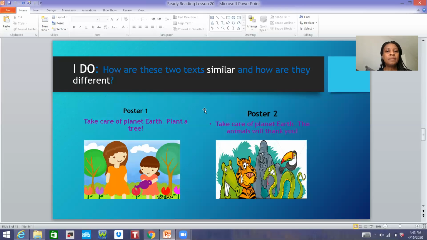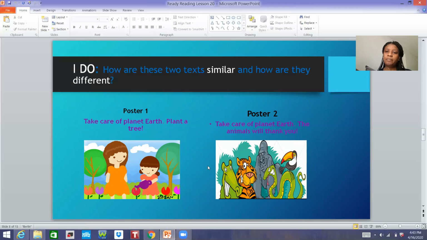Okay, I'm going to show you how to compare and contrast two texts. I have two posters here with text. How are these two texts similar, which means the same, and how are these two texts different? Let's look at poster number 1. In this poster, we see a picture of a little girl and a lady. We're assuming that that's the mom. And we see that the little girl is watering plants and there are trees behind them. The text says, take care of planet Earth. Plant a tree.